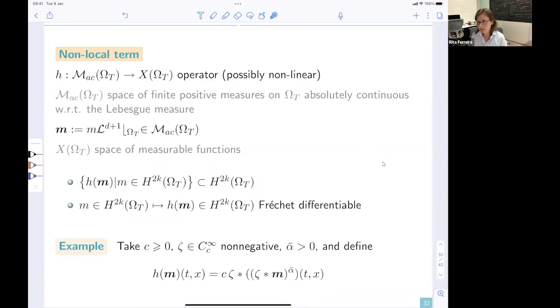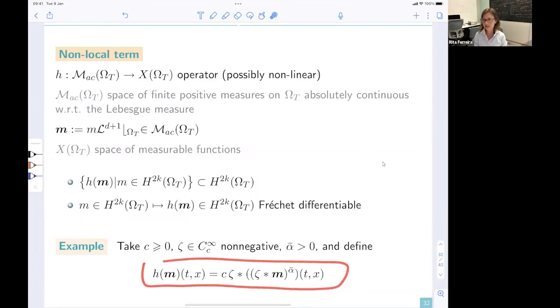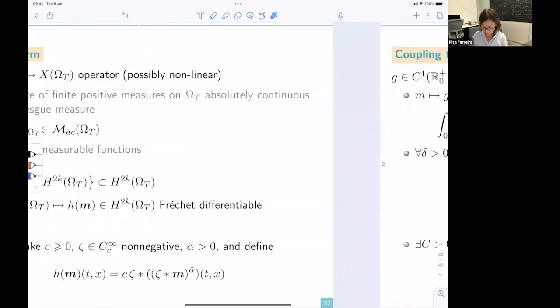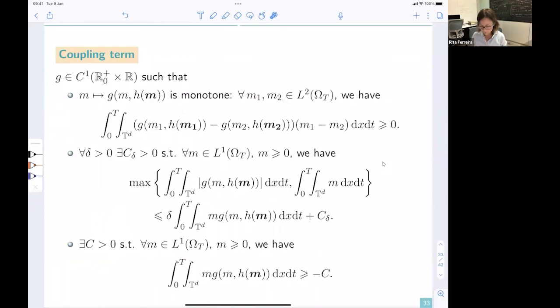And again, it's better that we are not working with an empty set of functions. An example of a function satisfying these assumptions is written here. It is written with convolutions. So this is a possible non-local dependence on M. And then for the coupling, we are assuming a monotonicity assumption. But as I said before, this is all about monotone mean field games.